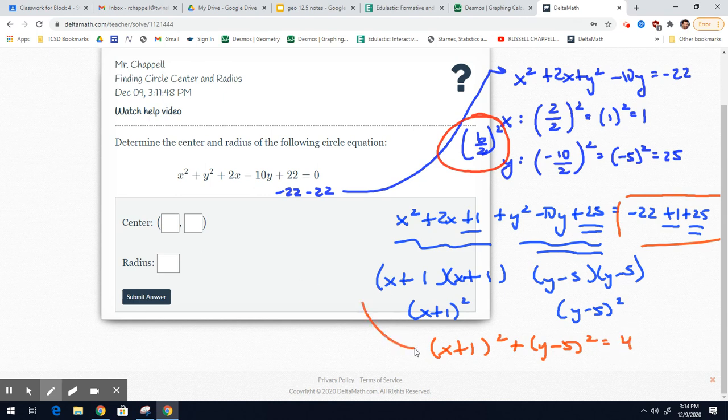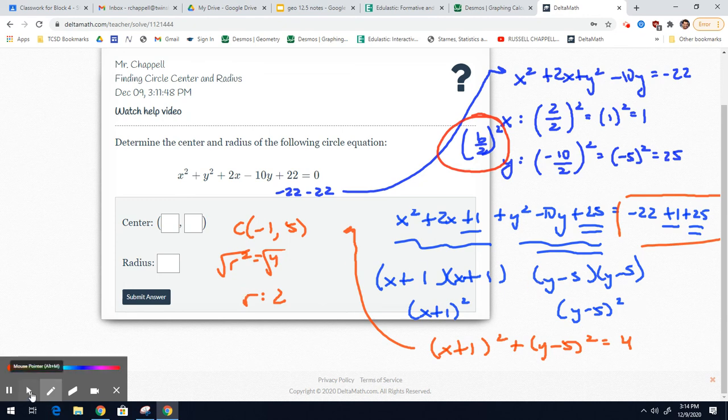And now over here, I have my h and k. Now notice this is plus 1. So your center is going to be at negative 1, 5. Again, opposite, opposite. And your radius squared is 4, so you take the square root, and that means your radius is 2. It's very tempting just to put 4 as your radius. That's wrong. 4 is the radius squared. So take this root and you get 2. And here we go: negative 1, 5, and 2.